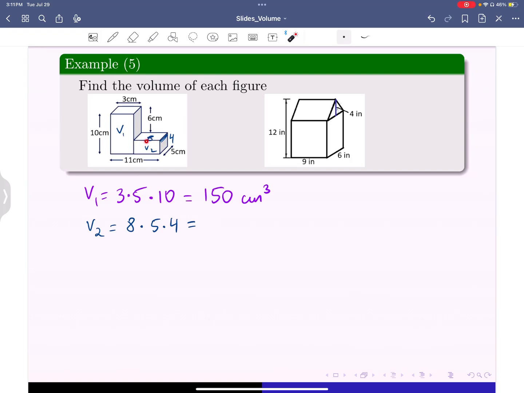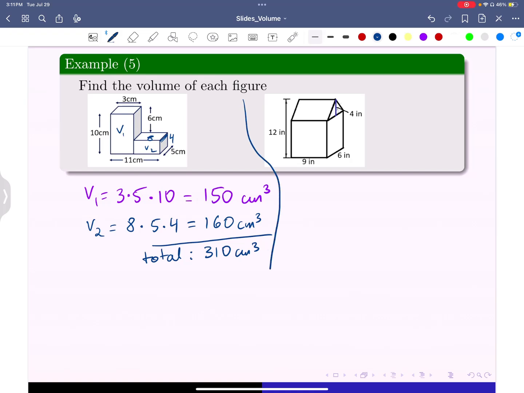We have 8 here, we have 4 here. I'm sorry, we have 5 here, and the height is 4, because 6 and 4 gives us total height 10. If I multiply this, I should get 160 centimeter cube. So the total area would be 310 centimeter cube for my part A.